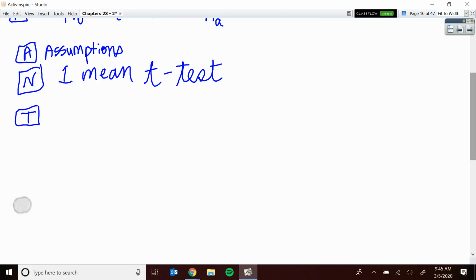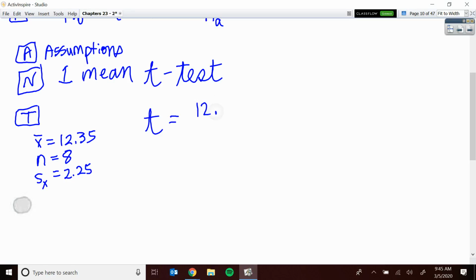So let's do our test statistic. I'm going to go ahead and put our facts from yesterday. Remember yesterday that our X bar was 1235. Our sample size was 8. And our sample standard deviation was 225. So here we go. Do your test statistic T.